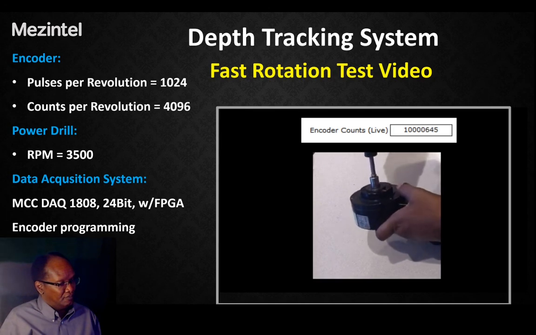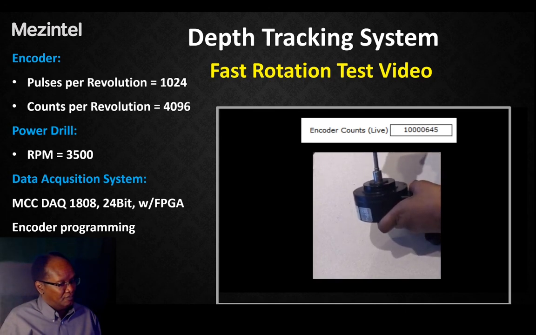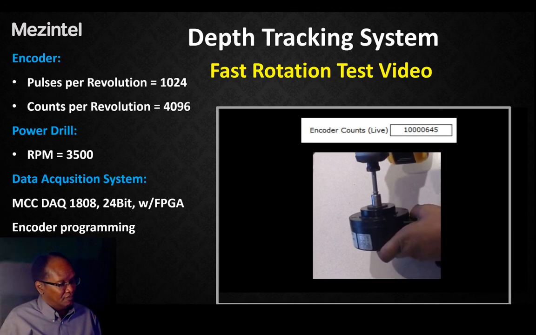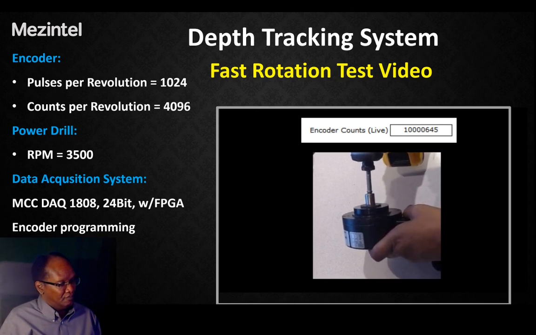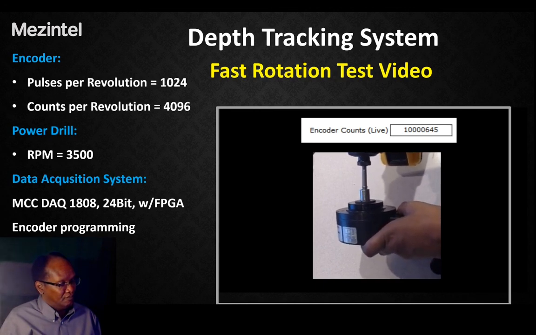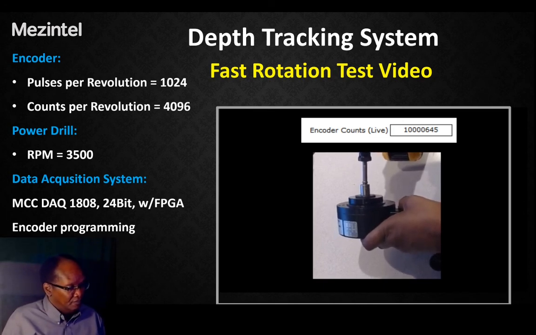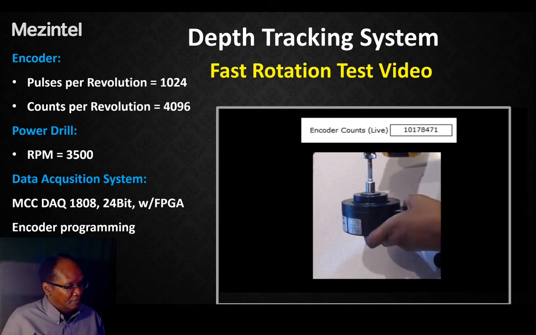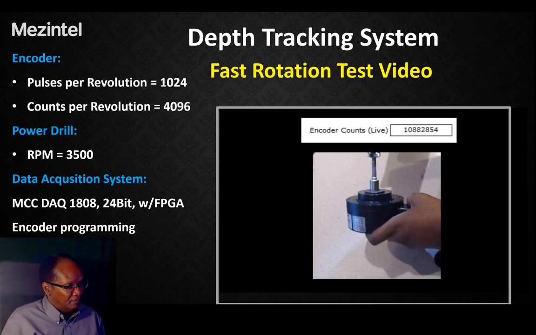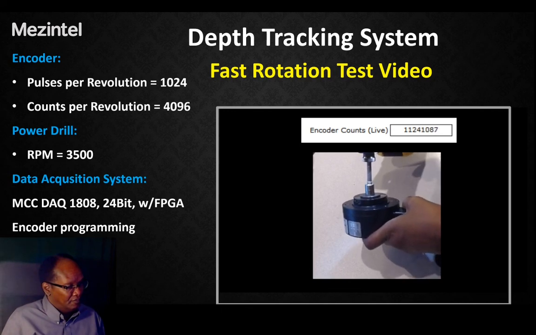I'm going to increase the counts by going in the clockwise direction. So I'm setting up my power drill to go clockwise, and you can see the counts have already started changing because I've left the starting position, and I'm going to go clockwise way past 10 million, like so. Then I'm going to go anti-clockwise, and I'm going to go below the 10 million mark so that I go past that.